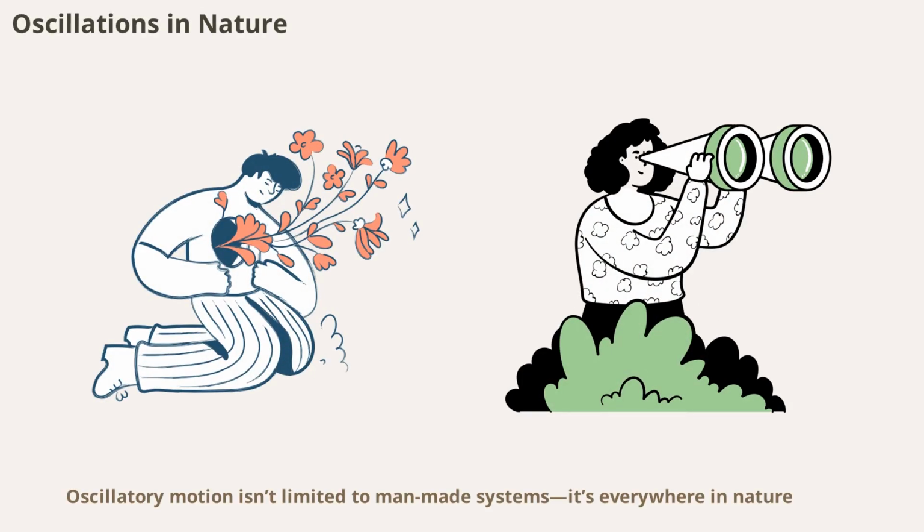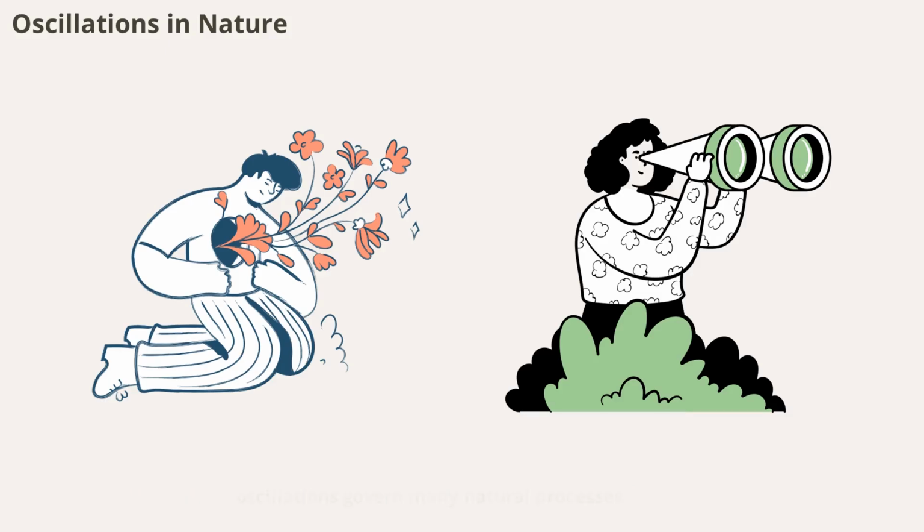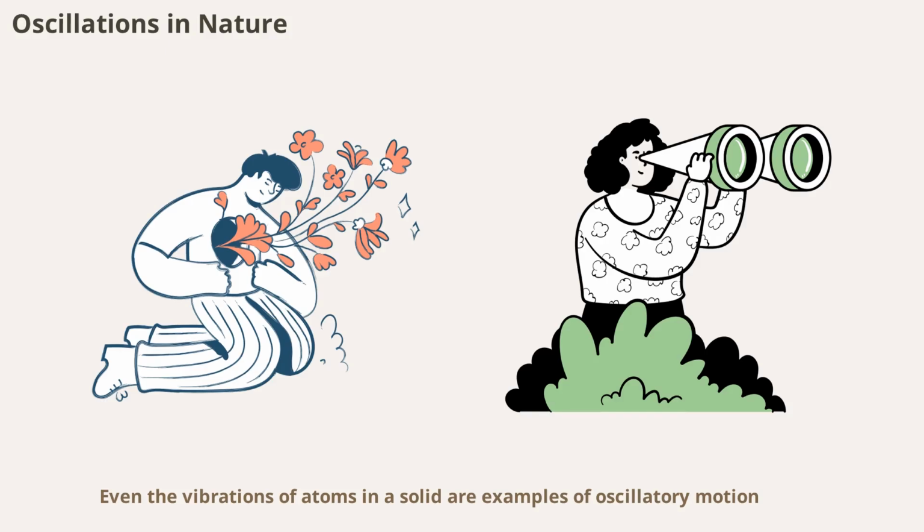Oscillatory motion isn't limited to man-made systems, it's everywhere in nature. From the rhythmic beating of your heart to the cycles of the moon, oscillations govern many natural processes. Even the vibrations of atoms in a solid are examples of oscillatory motion. Recognizing these patterns helps scientists understand the underlying principles of the universe.